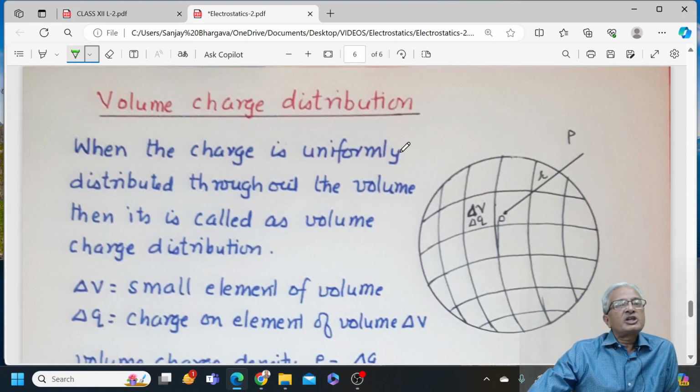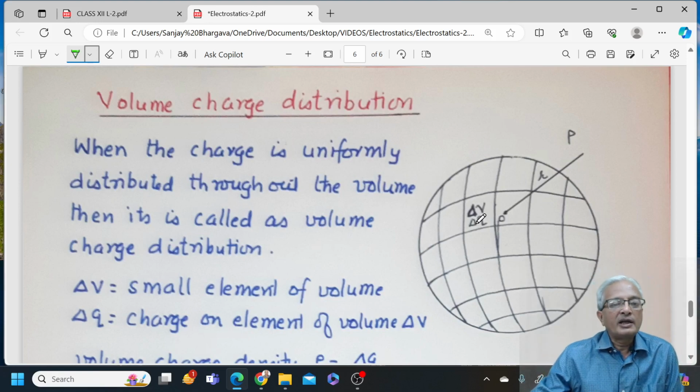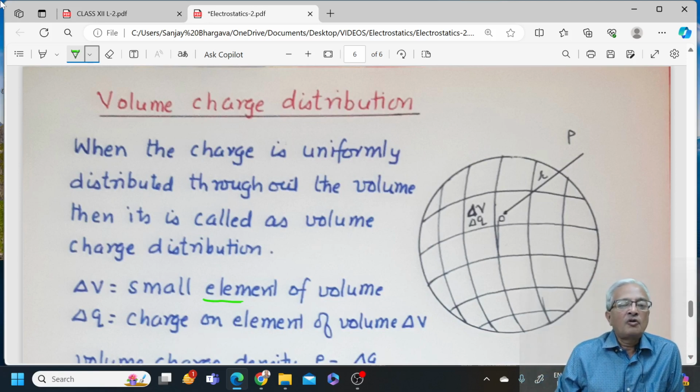The three-dimensional charge distribution is known as the volume charge distribution. We take a spherical surface and consider small volume elements delta V carrying a charge delta Q. We need to calculate what would be the electric field at point P due to small elemental charge delta Q. Here delta V is a small element of volume, and delta Q is the charge on this element of volume delta V.